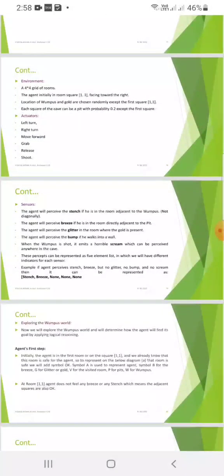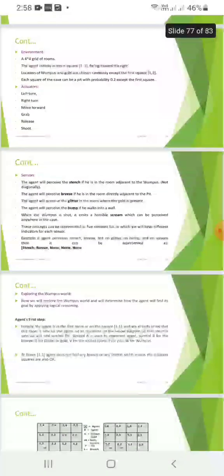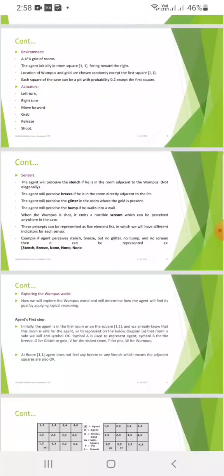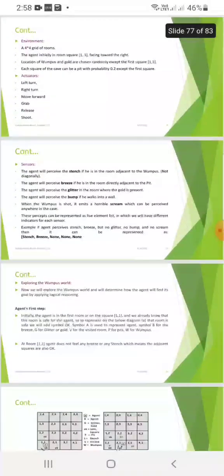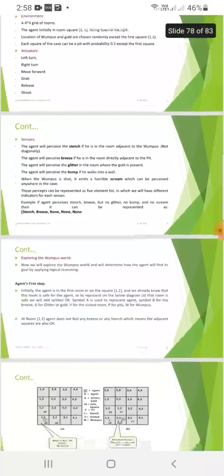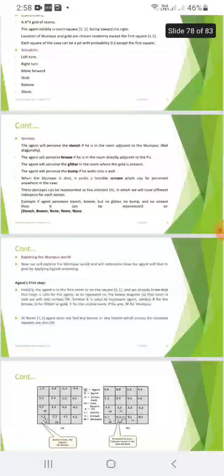And the important thing is the sensors. The agent will perceive the stench if he is in a room adjacent to the wumpus. As I already told, if he senses the stench, he can identify that the wumpus is in the next room. And if the agent senses any breeze, the next room will be a pit. And if he perceives anything glittering, the next room will have the gold. The agent will perceive a bump if he walks into a wall.